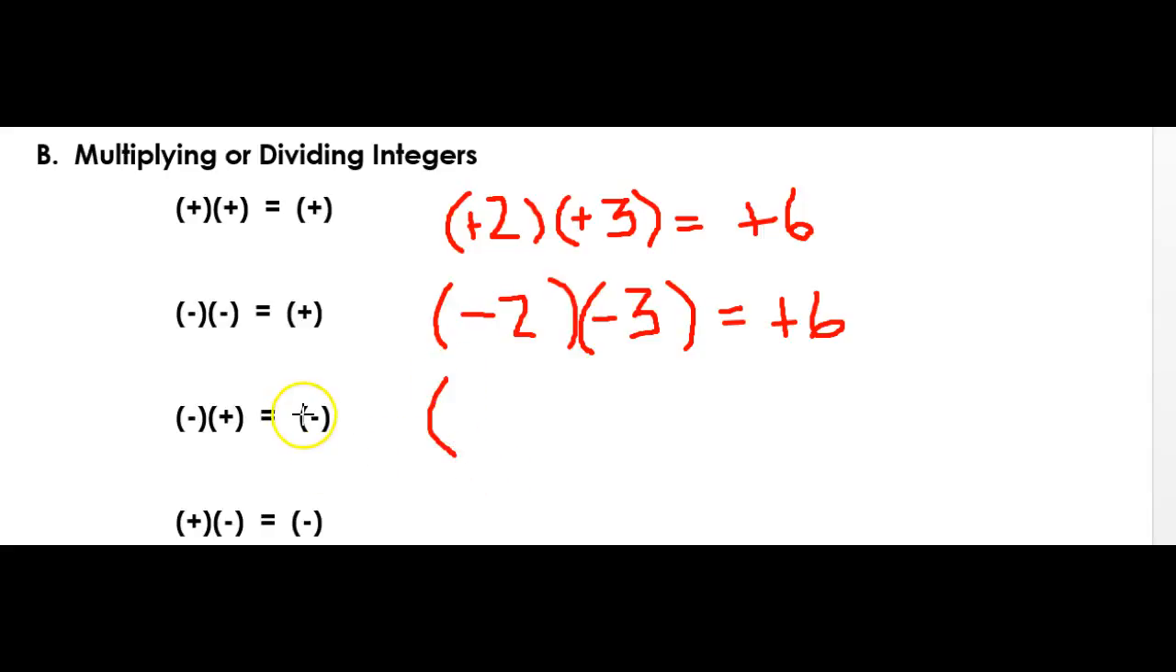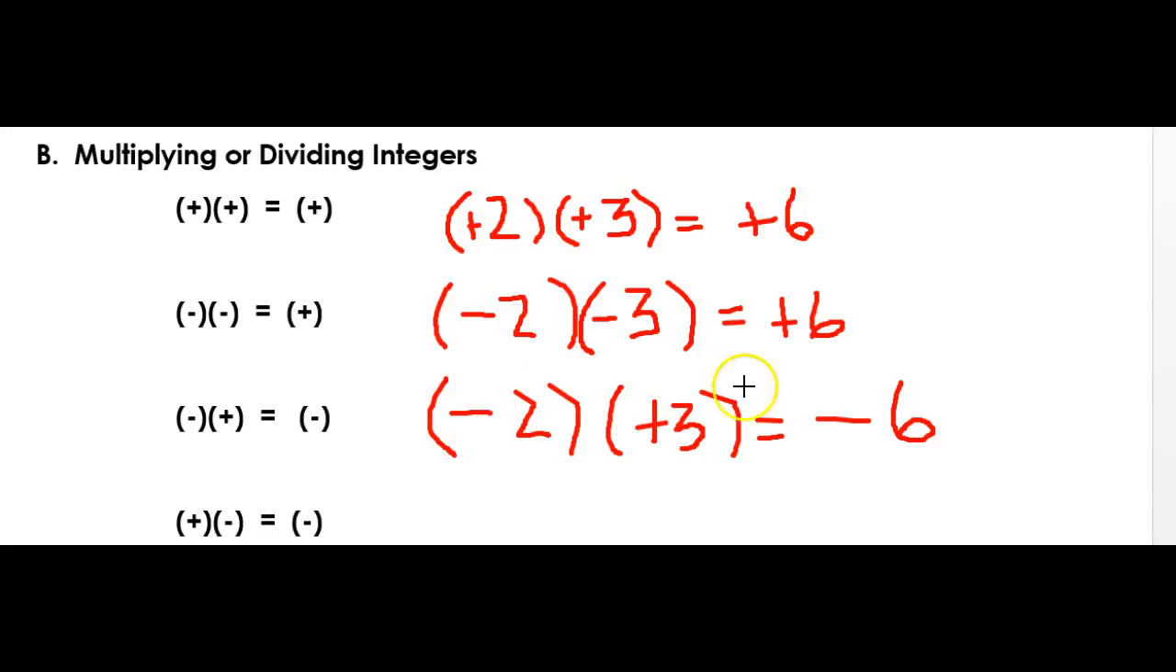Right? So moving on, if I have different signs, a negative times a positive or a positive times a negative, like in this example I'm about to do, negative 2 times positive 3, I see the signs are different, negative and positive. That means my answer is going to be a negative. So a negative times a positive will always give me a negative.